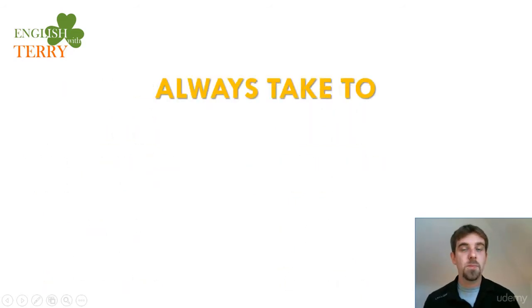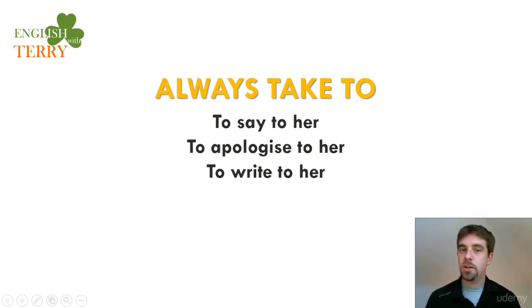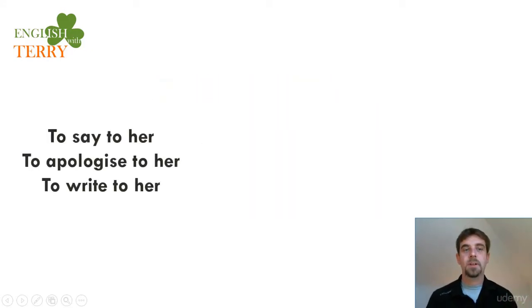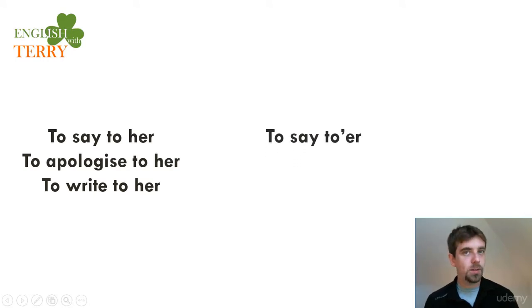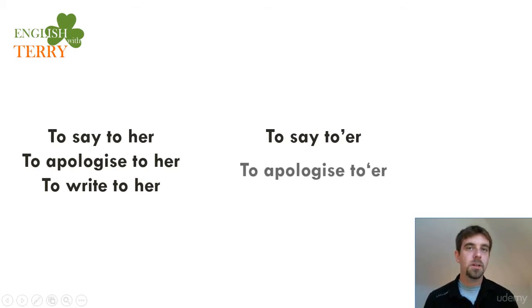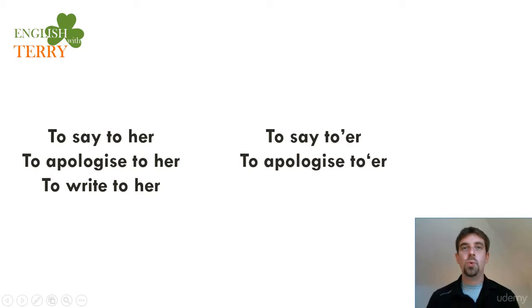Now, we have a group of verbs that always take to. To say to her, to apologize to her, and to write to her. These are as well as the verbs we have seen: to listen to, explain to, talk to, speak to. These are three more: to say to, apologize to, write to. So to say to her, to apologize to her, to write to her.